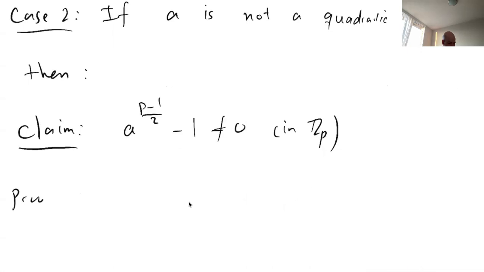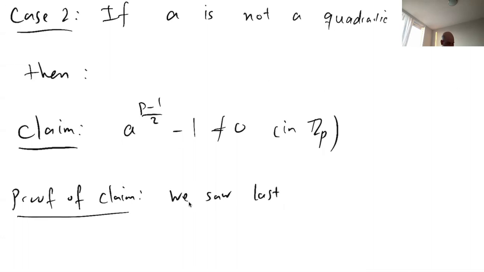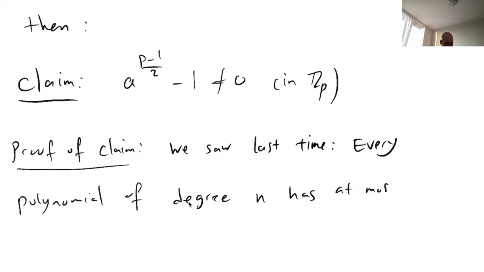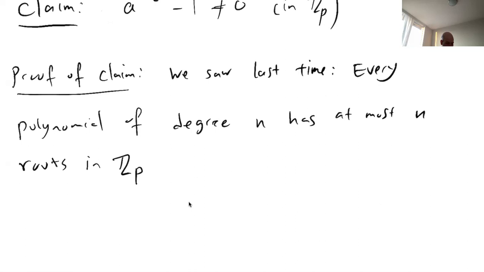So, proof of claim. We saw last time that every polynomial of degree n has at most n roots in ZP. I think we called it the Lagrange theorem, right?